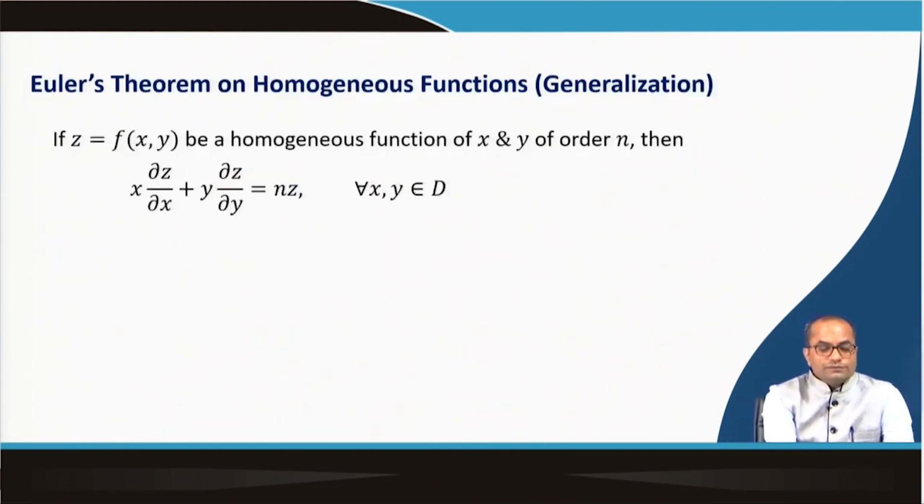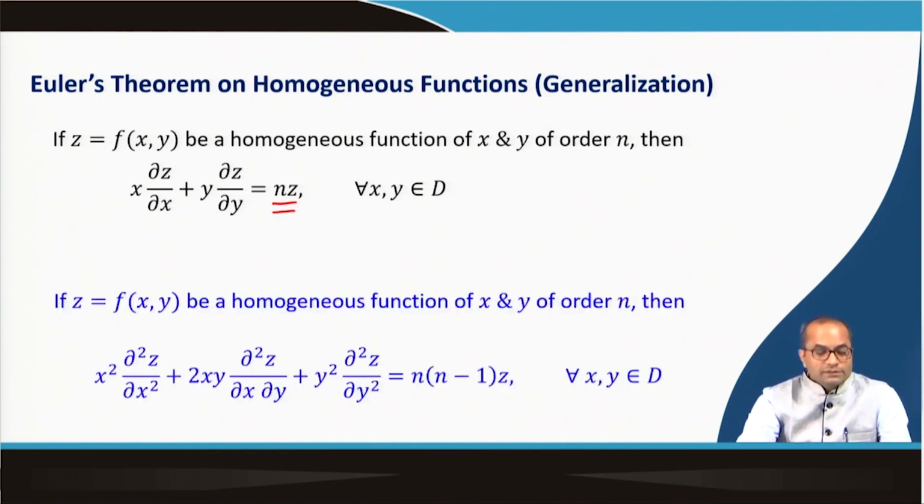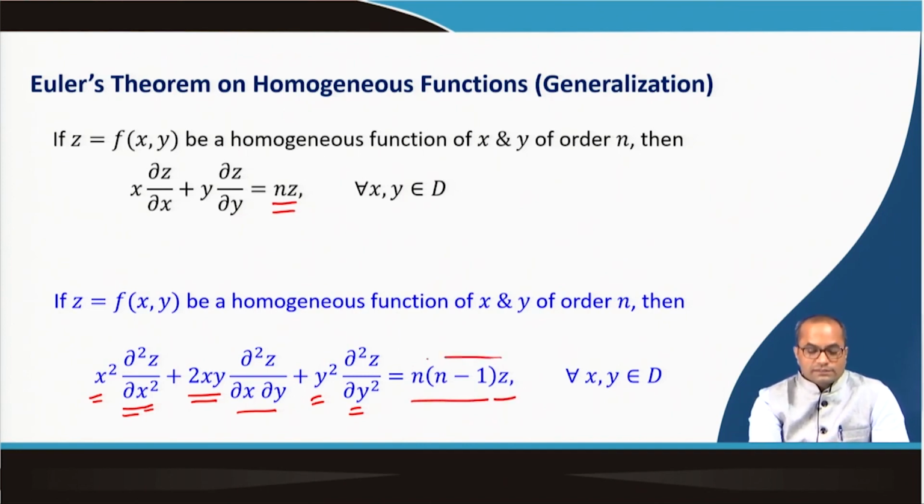So, this Euler's theorem which we have seen was just a relation for the first order derivatives, but there is an extended version where we can see the second and third order derivatives as well. So, we will restrict to the second order derivatives. So, that result is x square times the second order partial derivative, then 2xy for the mixed term and y square for del 2z over del y square, and the right hand side we have n into n minus 1 into that z. So, that is the result. Now, instead of n z we have n into n minus 1 z, and the left side we have this expression.